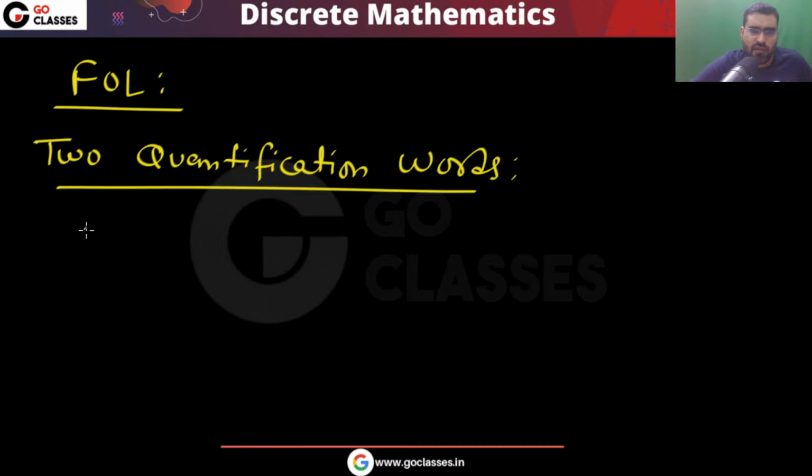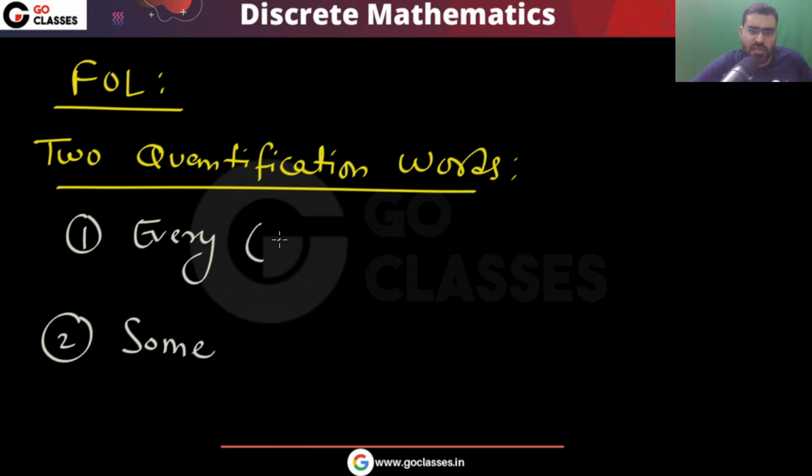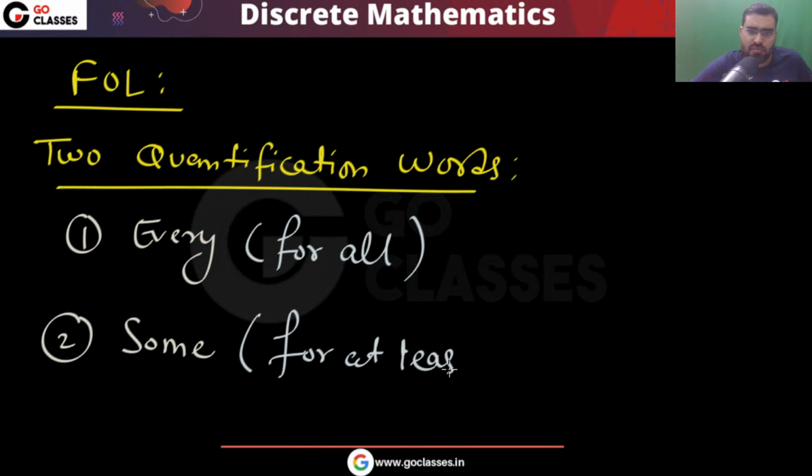But in first order logic, we only study two quantification words. These two are important. What are they? One quantification word is basically every, and the other quantification word is basically some. Every means for all. This is one quantification word, and some means for at least one. So these are the quantification words that we study in first order logic.